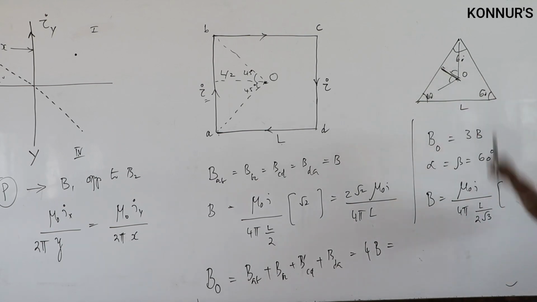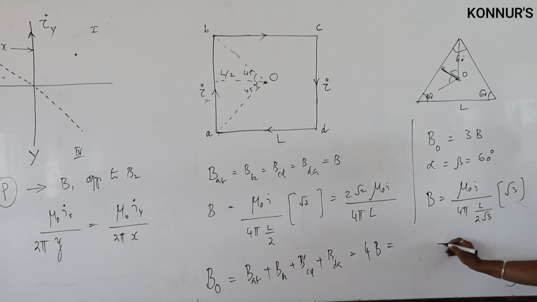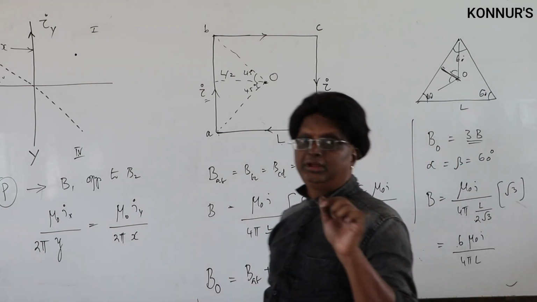And angles are 60 and 60, alpha and beta values. Therefore I will utilize sine 60 plus sine 60, 2 times root 3 by 2. Therefore you will get it as root 3 times. Therefore it is 2 root 3, root 3. Its complete is 6 mu naught I by 4 pi L. Now you have to write it as 3 times. Right? 3 times you get. So final answer will be 18 mu naught I by 4 pi L for the case of a triangular loop.